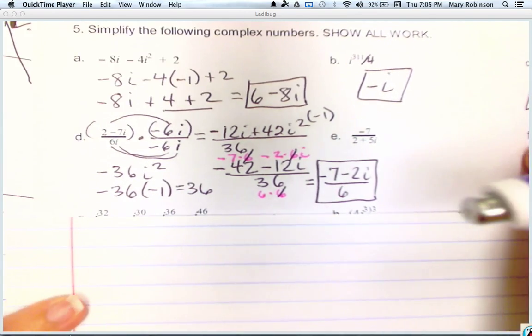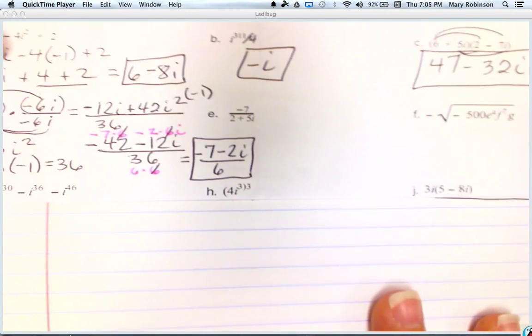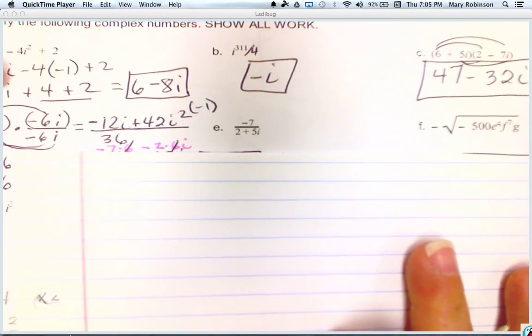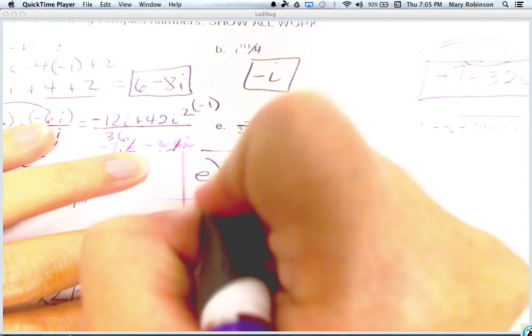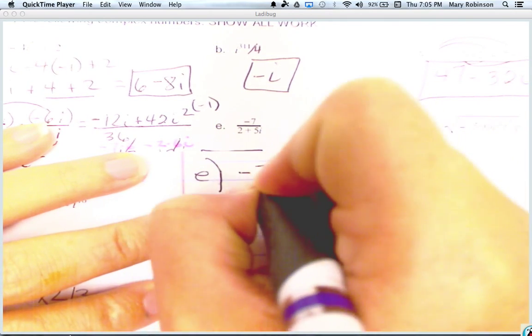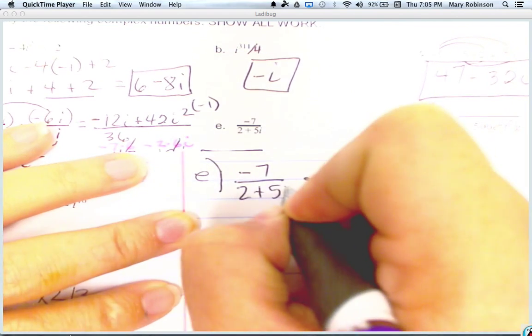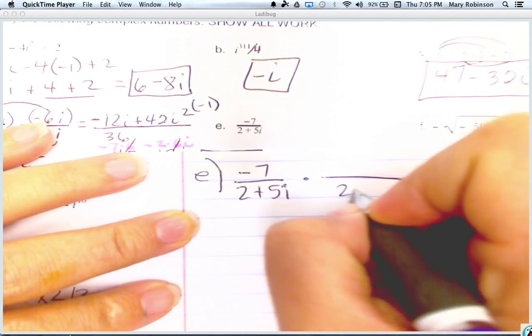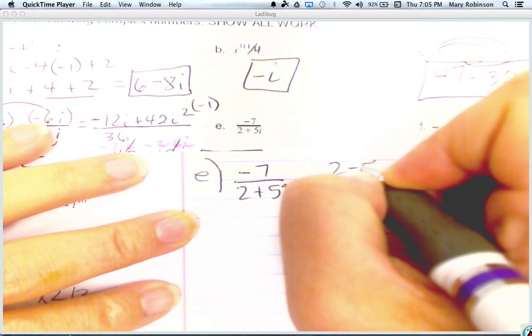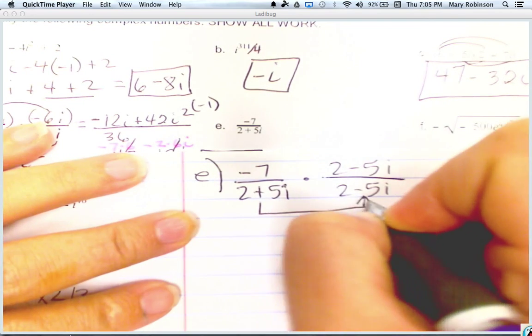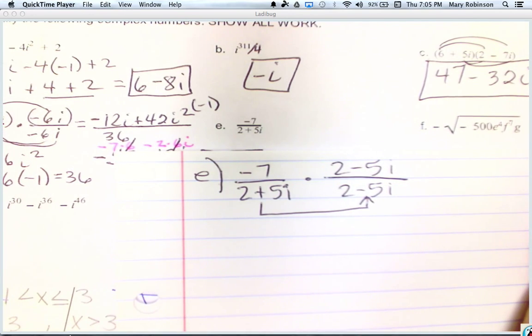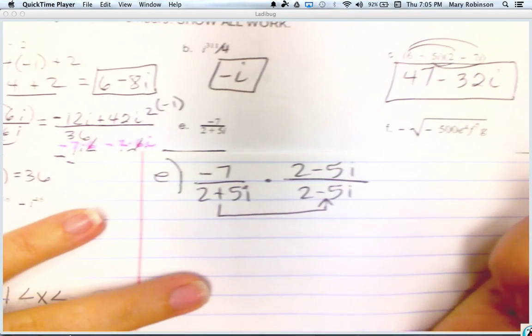Okay, that's for D. For E, we've got negative 7 over 2 plus 5i. We have to multiply by our conjugate, 2 minus 5i, on the top and the bottom. Remember that the only thing you change is the operation, no other signs, okay?